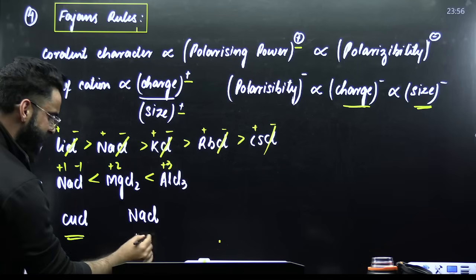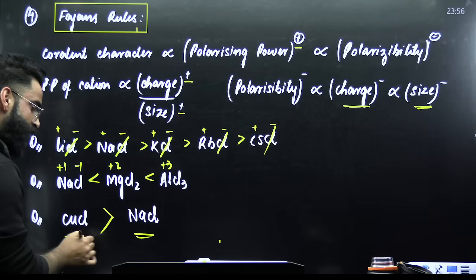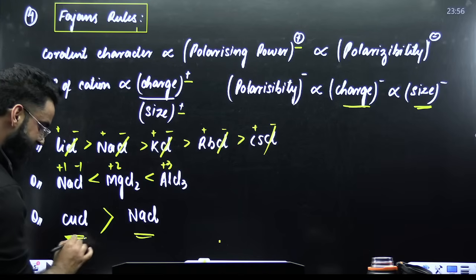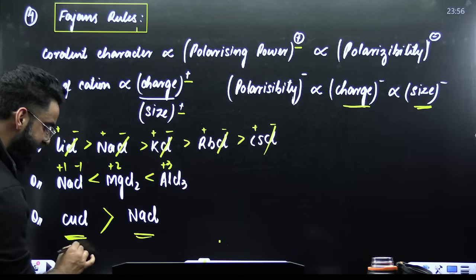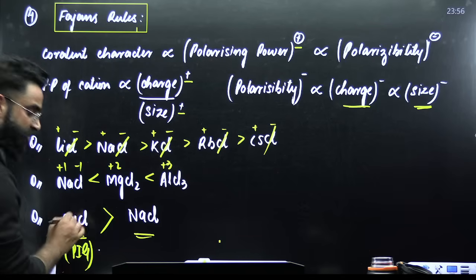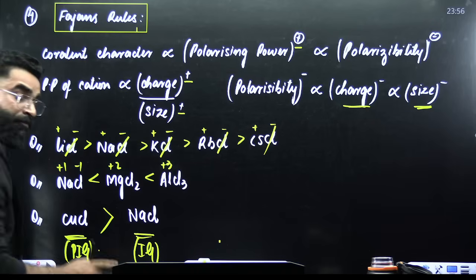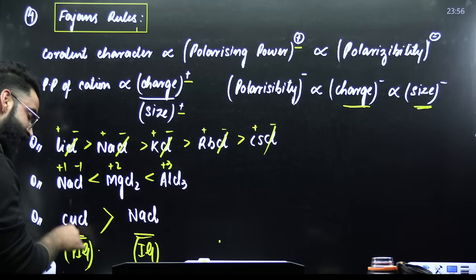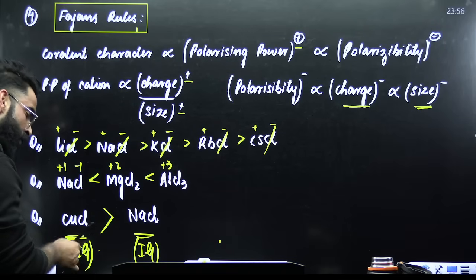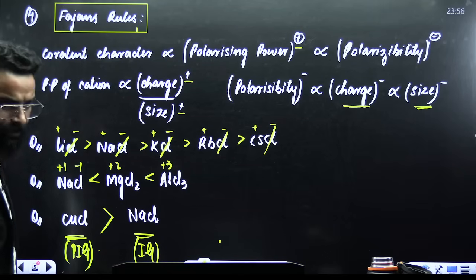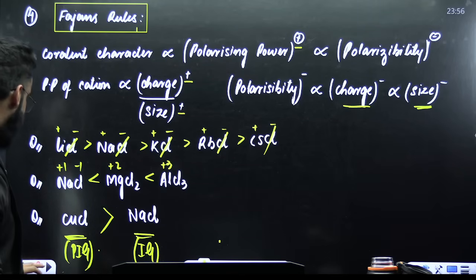Now, remember this, CuCl, NaCl. CuCl has more covalent character than NaCl. If they ask you the reason, remember in the case of CuCl, the cation has pseudo inert gas configuration. Here the cation has inert gas configuration. And remember, the polarizing power of a cation which has pseudo inert gas configuration is more. If the polarizing power of the cation is more, that means the covalent character will be more. Simple. So a short question will be asked from this.